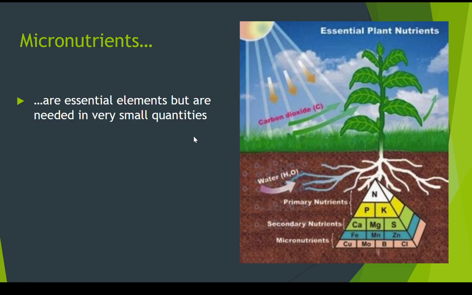Now, our micronutrients are small. Remember, micro means small, macro means big. So we need these in very small quantities.